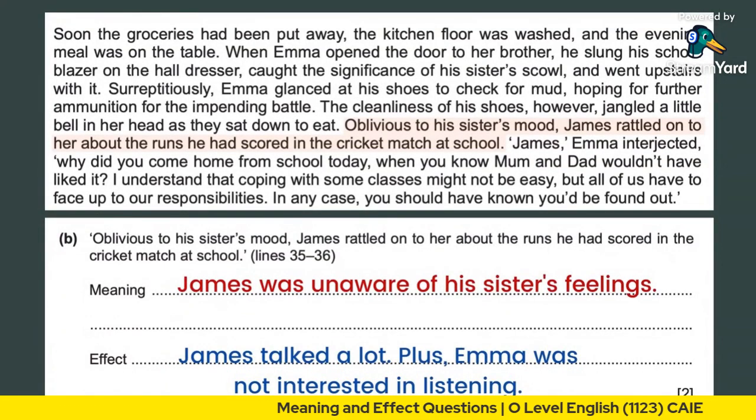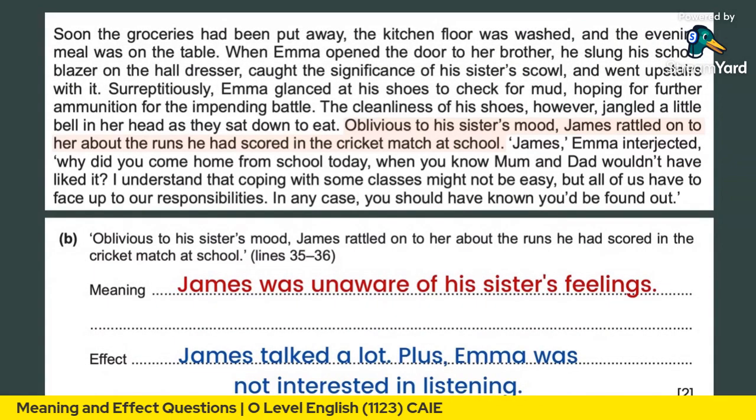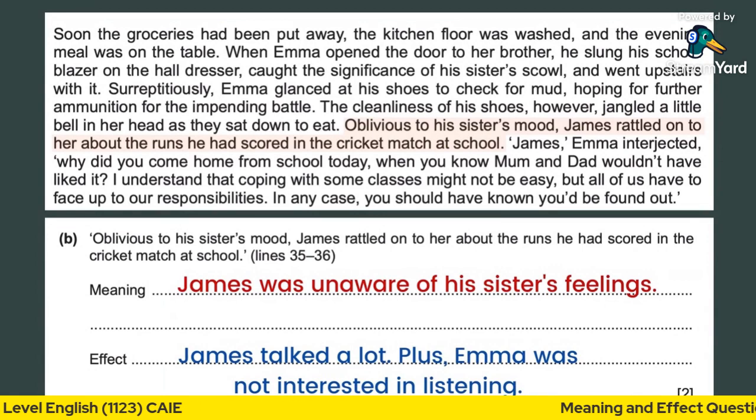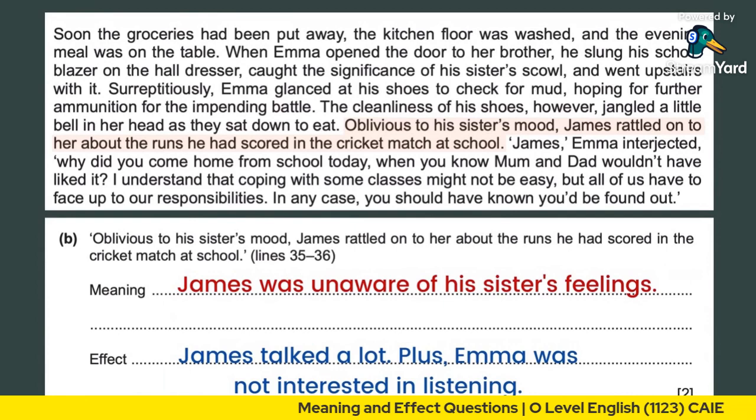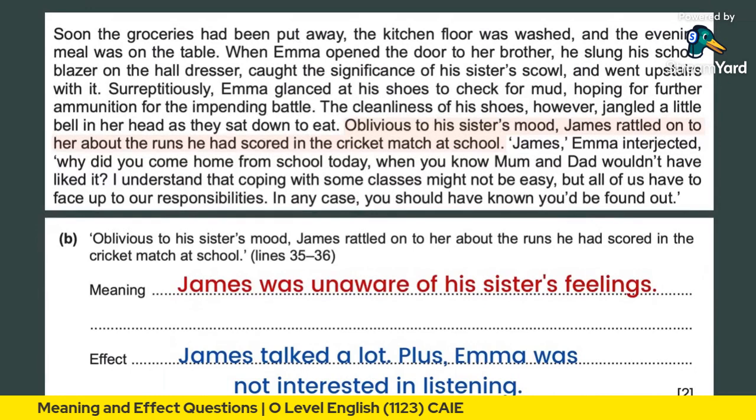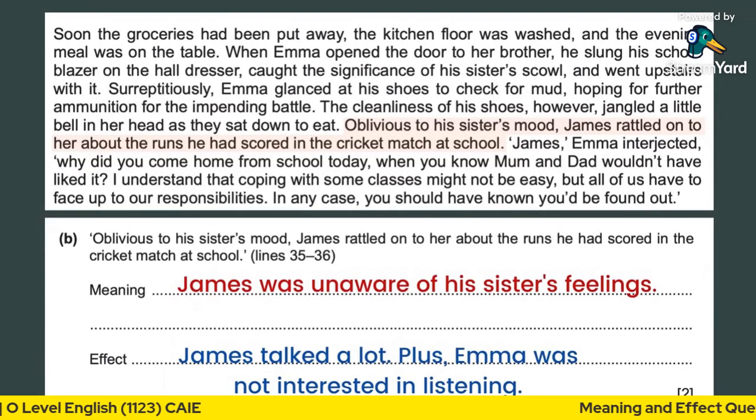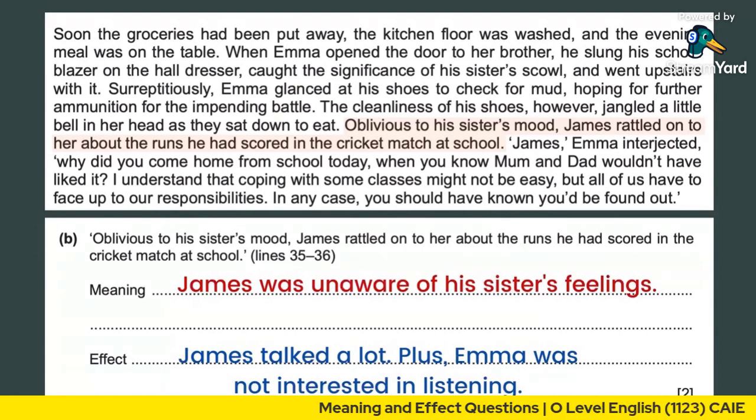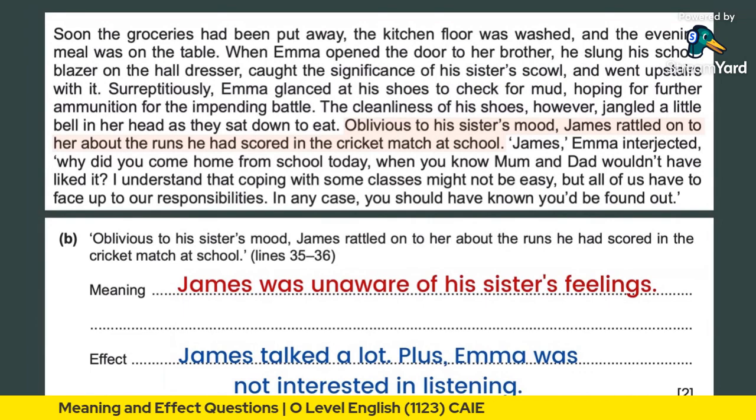Moving on to the question that says, oblivious of his sister's mood, James rattled onto her about the runs he had scored in the cricket match at school. We can say that this means James was unaware of his sister's mood or feelings, because the part that says oblivious of his sister's mood shows this. Note that oblivious means unaware. Now, this can be seen in two different ways. First, it shows that James talked a lot. Or you can also say that Emma was not interested in listening to him. Either way, you'll be getting a mark.